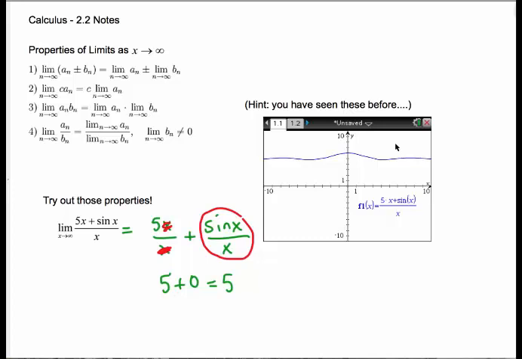And I also have a graph showing right now that allows you to get a good visualization of what this graph looks like as you go towards positive infinity.